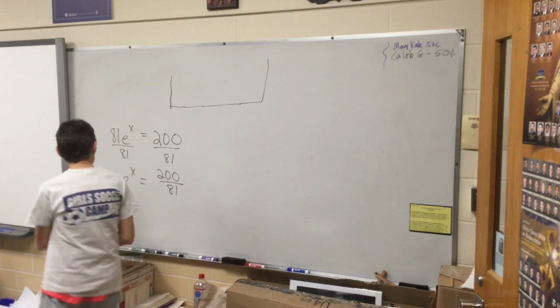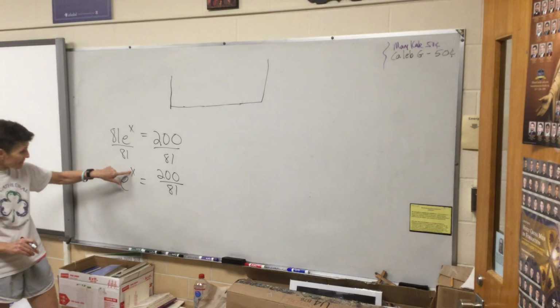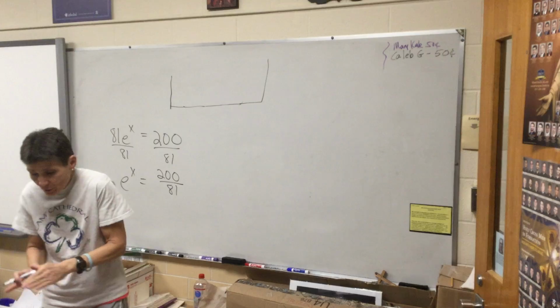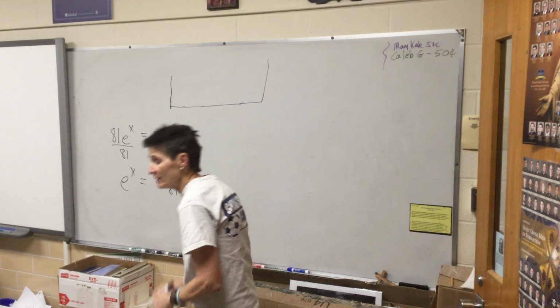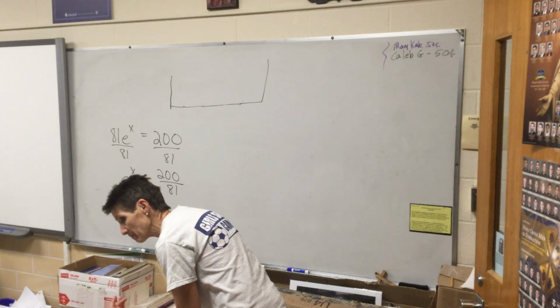Now, we need this x out here in front. We need to be able to pull this x and put it in front. The only way you can do that, as Mary Kate said, is to put a log on both sides. Take the logarithm of both sides.